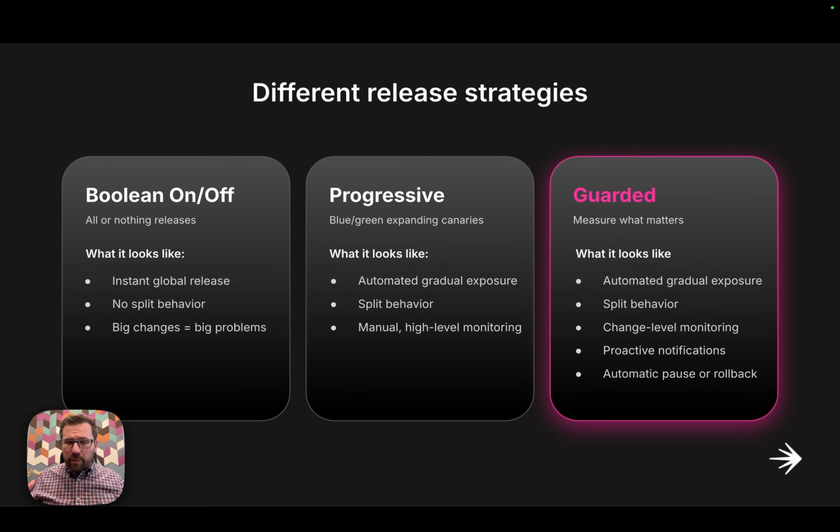And automating that process is what guarded releases actually do. This has the same sort of automated gradual exposure and split behavior as a progressive release, but now we're going to associate metrics with that particular release so we can do change level monitoring, which unlocks the sorts of actions like proactive notifications and automatic pausing or rolling back if there's an issue.